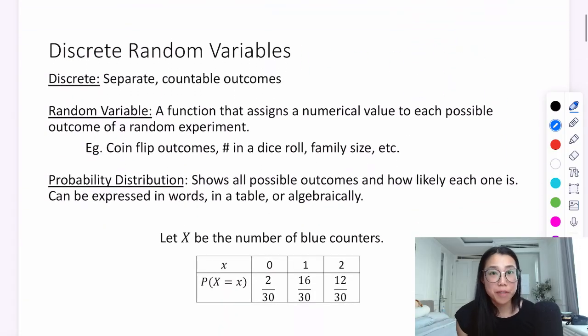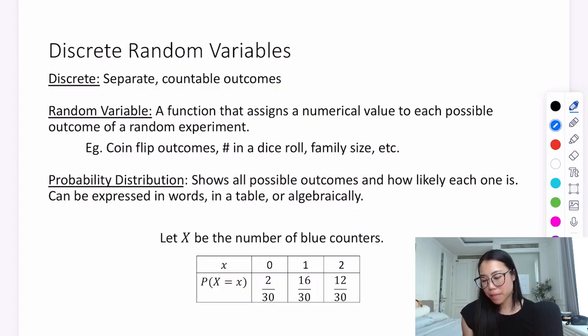Let's first define some of these terms. The word discrete means that there are distinct or separate countable outcomes. A random variable is simply a function that assigns some numeric value to each possible outcome of a random experiment. So in the example of coin flips, your random variable might be the number of heads or the number of tails that come up in your coin flip experiment. It could be the number that appears on a dice roll. It could be family size, so anything that can be counted.